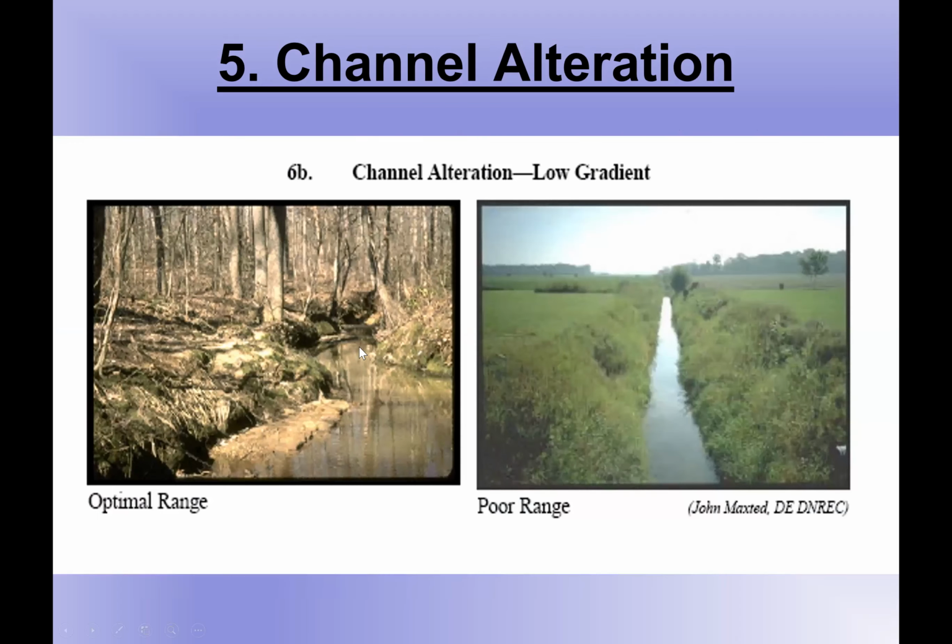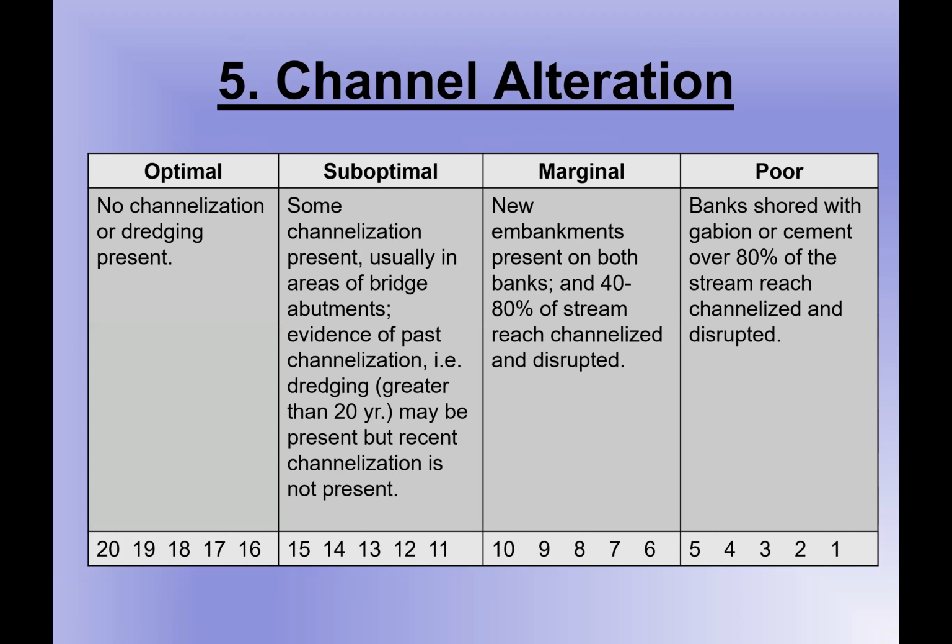These are really extreme examples, but obviously this one has probably not been altered too much. It looks like it has some eroded banks, but it's wooded, it's fairly unaltered. Whereas this one, it looks like somebody just went down with a backhoe and just straightened the stream right down the pipe there. And really, that's all it was done. So probably a poor range.